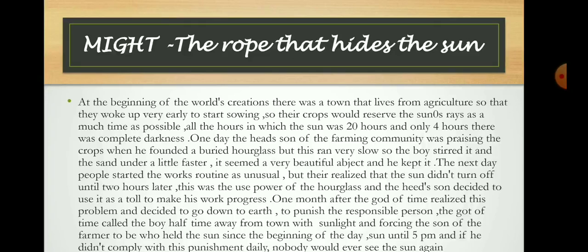One month after, the god of time realized this problem and decided to go down to earth to punish the responsible person. The god of time took half the time away from the time with sunlight, and forced the son of the farmer to be the one who held the sun from the beginning of the day until 5 p.m., and if he didn't comply with this punishment daily, nobody would ever see the sun again. Myths are usually about the fantastic and try to explain the creation of things, for example, in this case, nature.